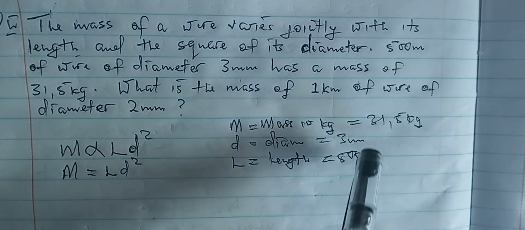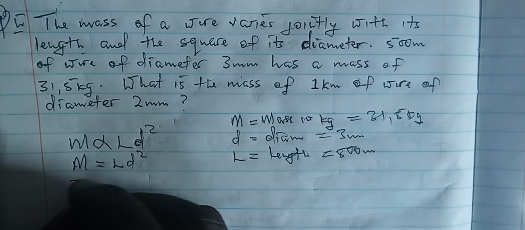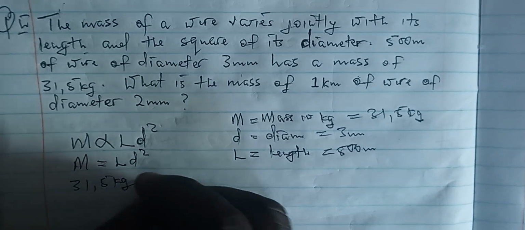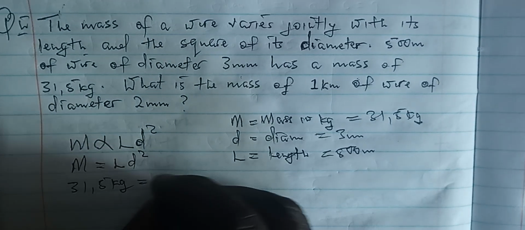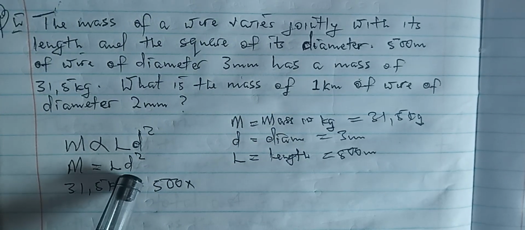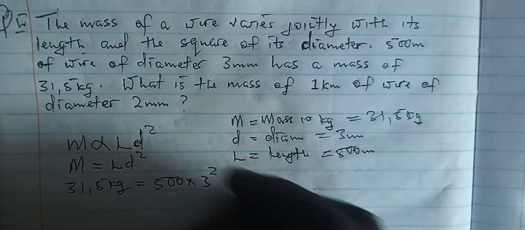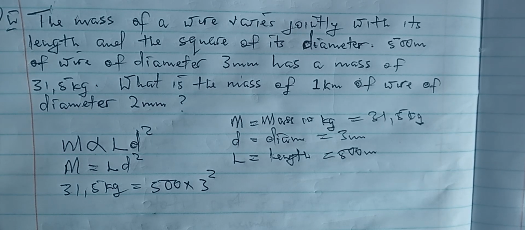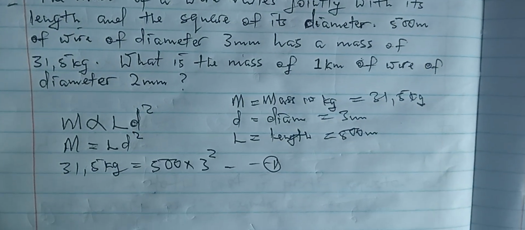So now, if you look at the mass that we've got, 31.5 kgs. We are going to say 31.5 kgs is equal to, what is the length that we have? We've got 500 multiplied by, what is the diameter? We've got 3, diameter squared. So we are going to square the diameter. So this is going to make our equation 1 to answer this question.